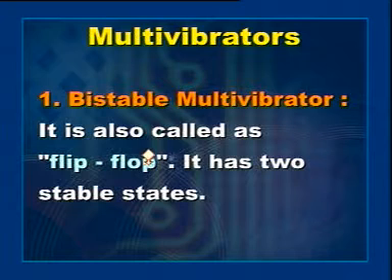Now let us discuss multivibrators. Multivibrators are also called regenerative circuits. They are classified into three categories: bistable multivibrators, monostable multivibrators and astable multivibrators. Bistable multivibrator. It is also called a flip-flop. It has two stable states. Initially, it is in one of the stable states. Whenever a trigger pulse is applied, it changes from this initial stable state to the other stable state, and it remains in that stable state until another trigger pulse is applied.